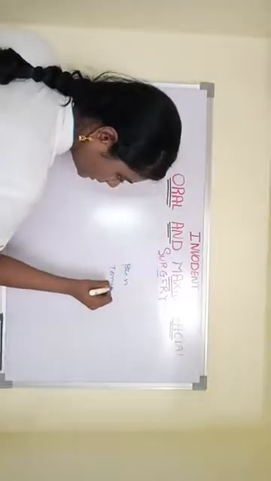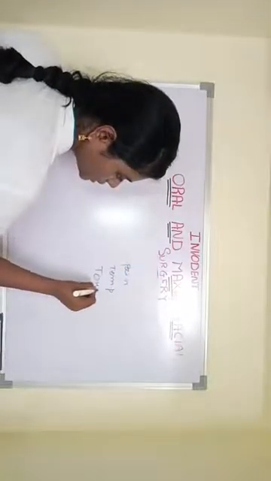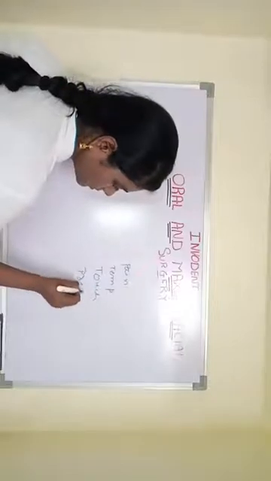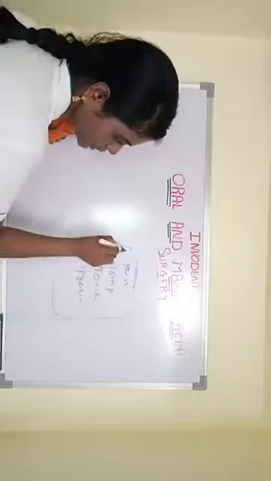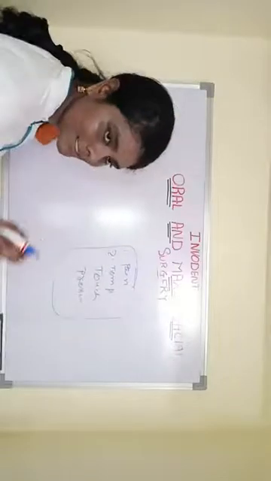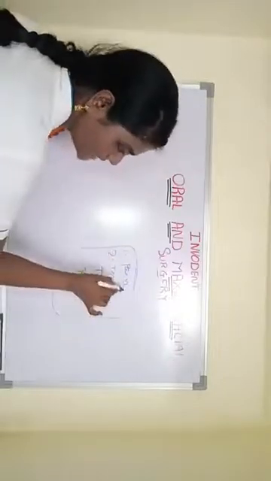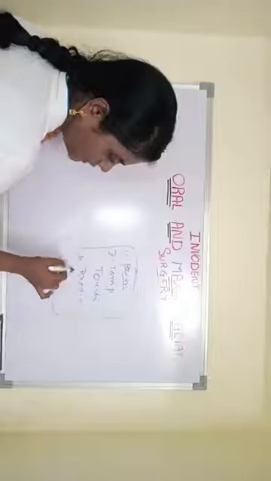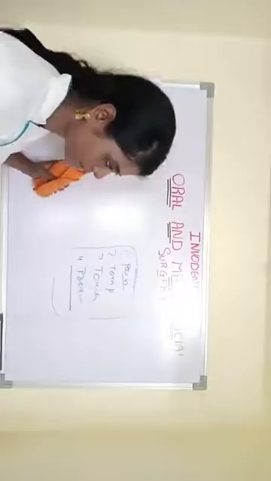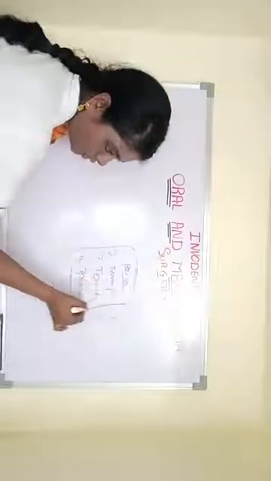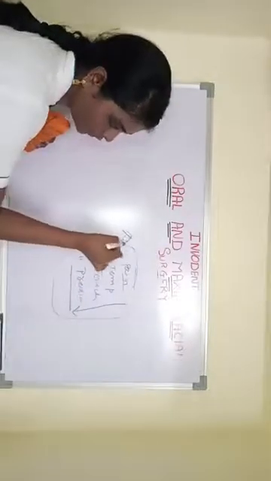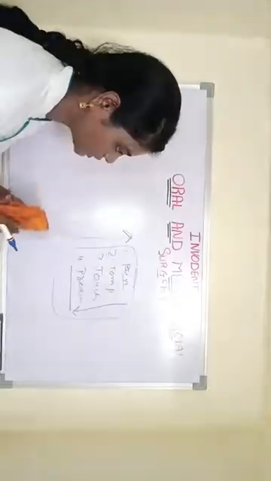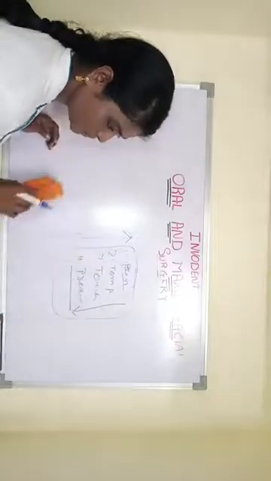Pain, temperature, touch, pressure. So these are the sensations that are lost on local anesthesia administration. Pain is first to be lost and pressure is last to be lost. So this is the order of loss of sensation, and the reverse will be the order of regaining of sensation. Pain, temperature, touch, pressure.